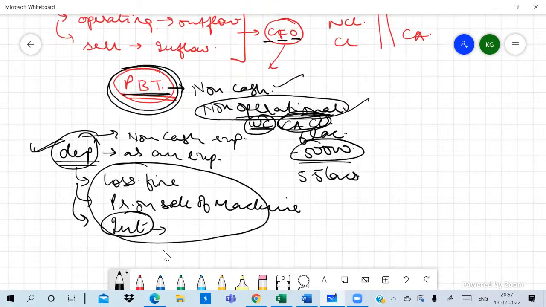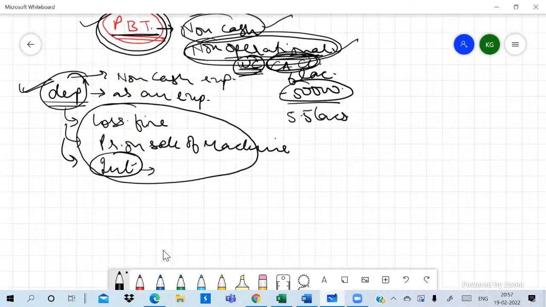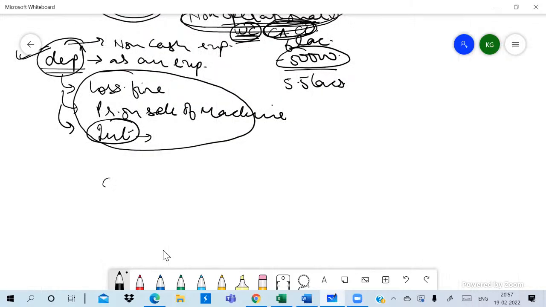So that's your cash flow from operations. So start with profit before tax, do your adjustments for non-cash items, do your adjustments for non-operational items, do your adjustments for working capital, and get your cash from operations. Then you have your cash flow from investment activities.